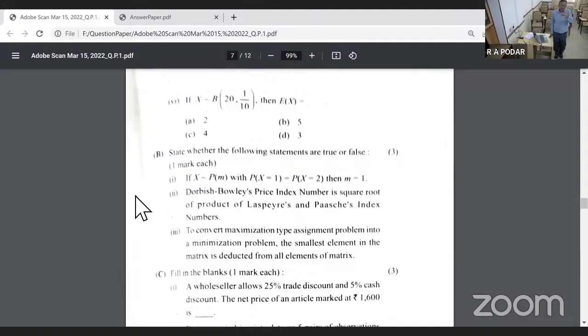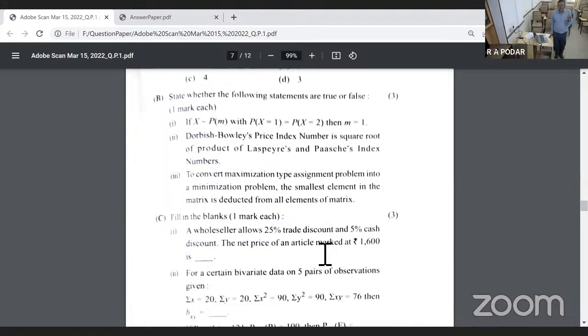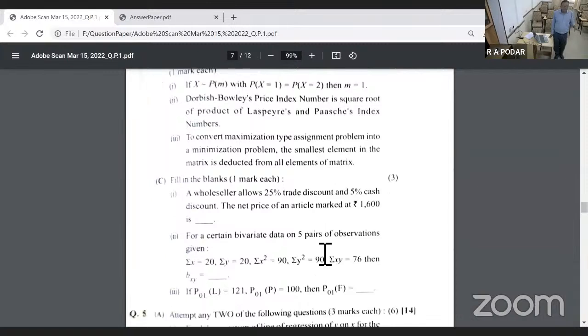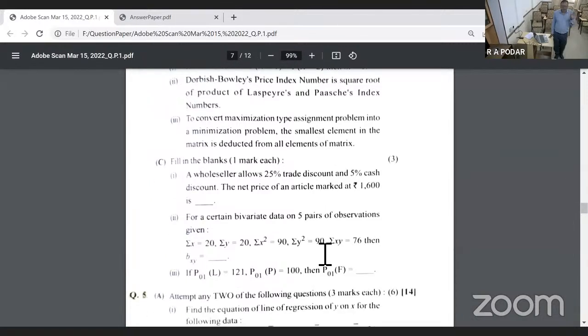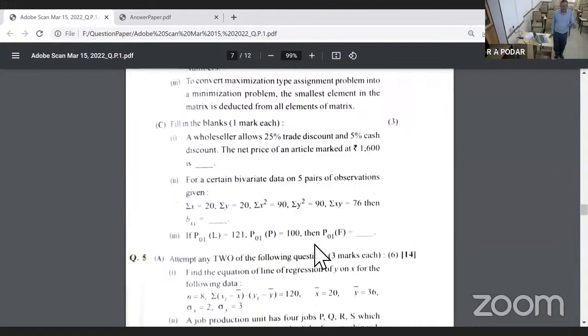Then you can see this part is over. Here you have to state the truth values: first one, second one, and third one. All 3 truth values are false in this case. In the C part, fill in the blanks. Then you have to calculate and fill up these blanks, so you get the correct answer.